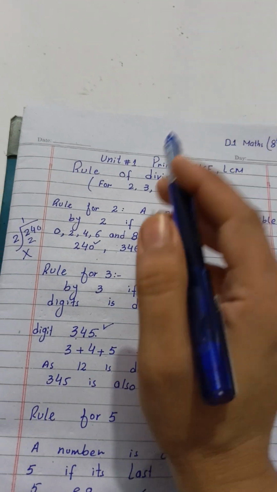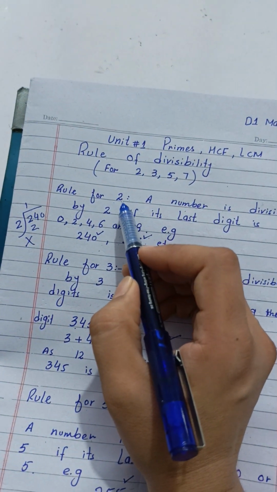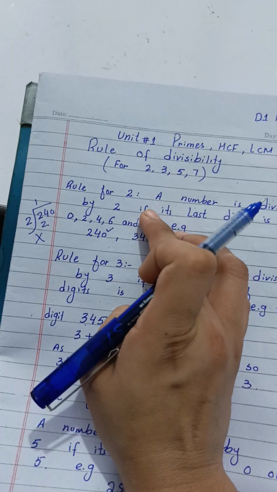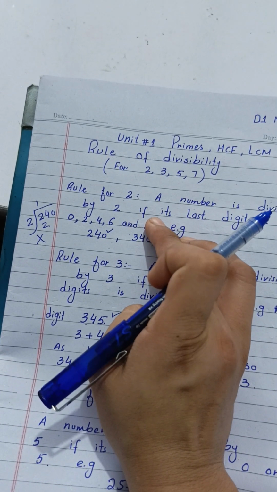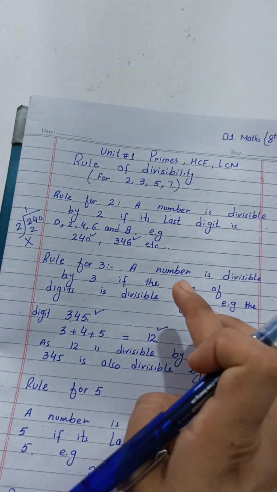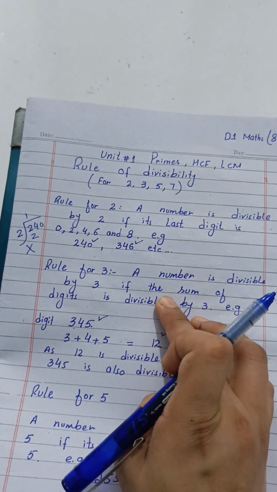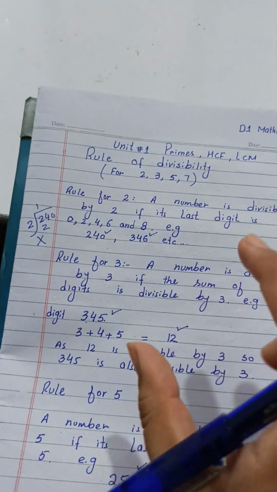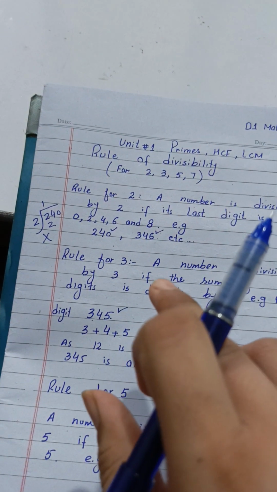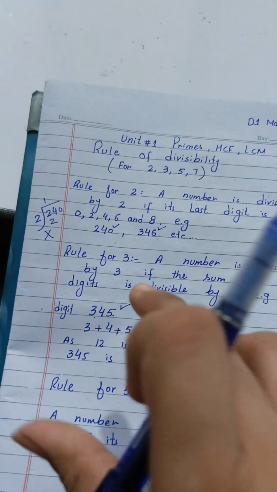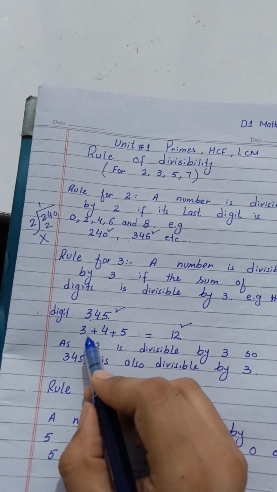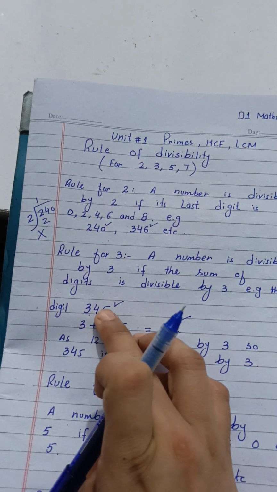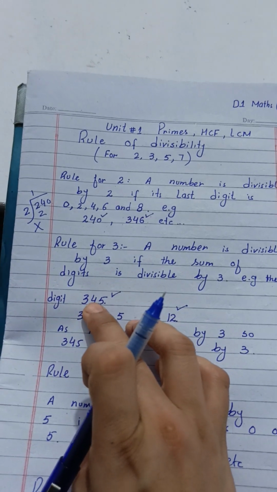Is it clear? So what are the rules? I am going to revise how I can say that the given number is divisible by 2 or not. Check the last digit. If the last digit is 0, 2, 4, 6 or 8, then we say that the number is divisible by 2. Okay, what is the rule for 3? In case of 3, we will check the sum of the digits. We will add all the digits. If the result is divisible by 3, then we say that the number is divisible by 3. After calculating the sum of the digits, if the answer is divisible by 3, then we say that the number 345, for example, is also divisible on 3.